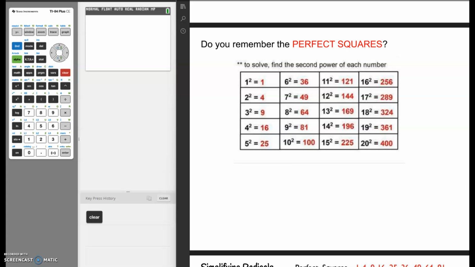Hello, hopefully you're doing well today. This is going to be our reminder of how to simplify square roots.